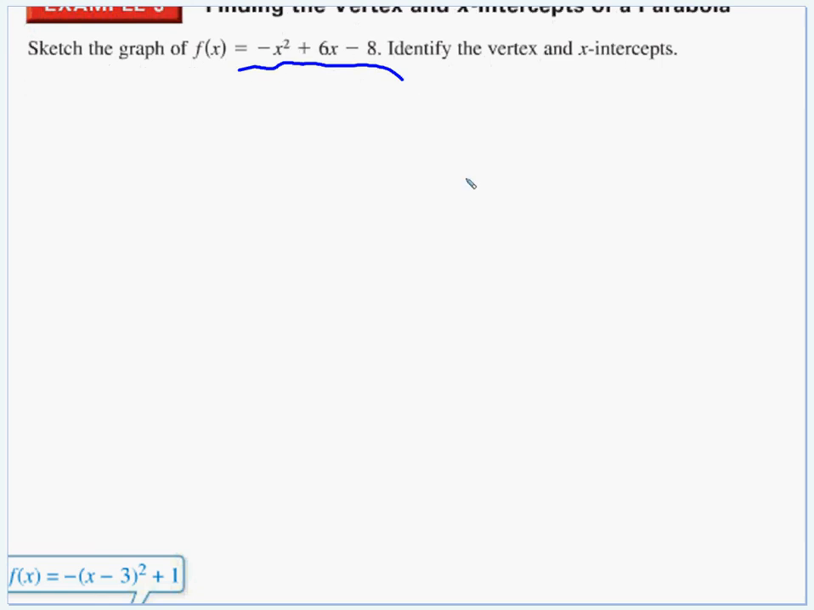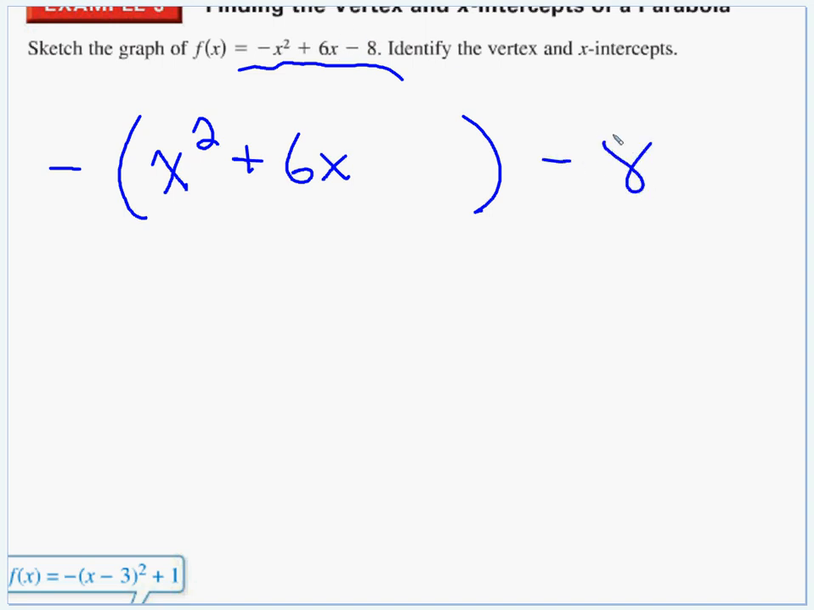So let's go back to our original and let's factor out a negative: x squared plus 6x. Now here, we're not going to factor a negative out of the -8. That's going to stay a -8 here. Well, I guess if I factored a negative out of here, then this 6 should be a -6. Okay, we're good. So we factor a negative out of those first two terms, and we put the -8 out of the way.